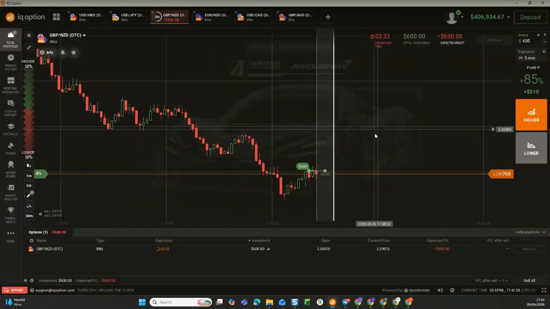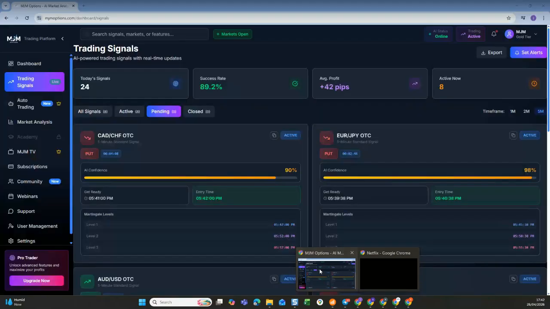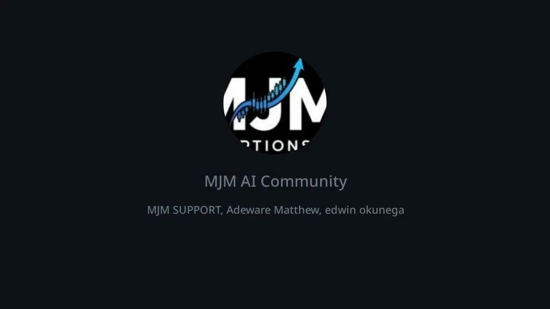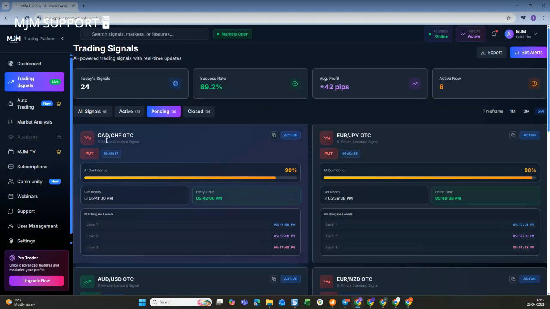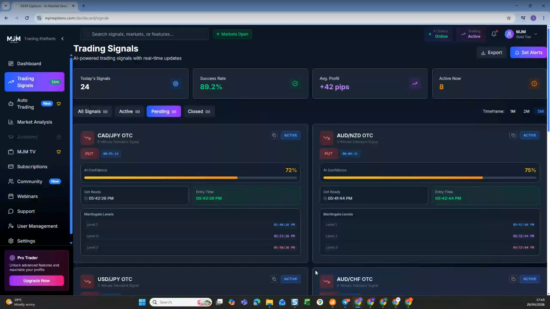Now, we go back here. Let's start with 5 minutes and work our way down to 1. Now, how do you take a signal on the pending? The trading signals are pending. You refresh, make sure you don't take the expired ones. Then when you have a bunch of signals like this, 8 of them, you then go.